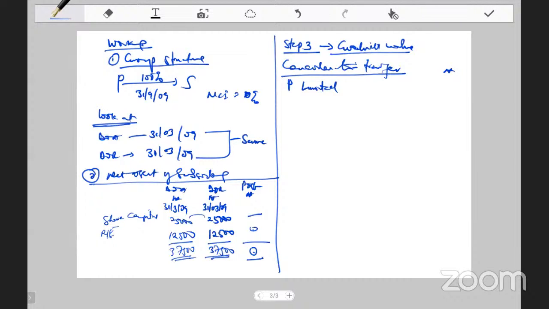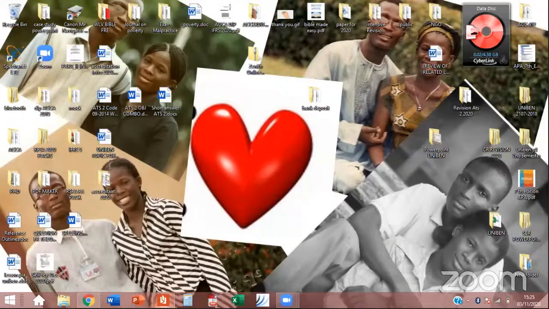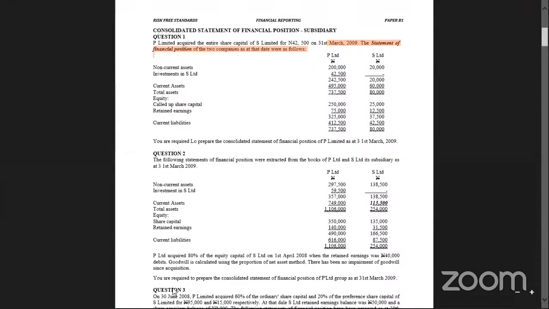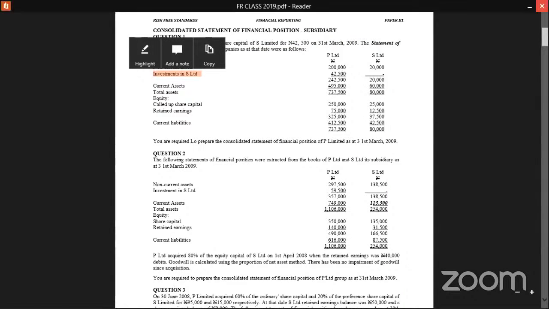42,500. Now, how do I know that? I will have to take you through that again, because there are some of us that might not have that idea. Once you pick your question and you look at this, you will see investments in X. That investment in X is stated as the amount in which the parent paid in order to acquire the subsidiary interest.